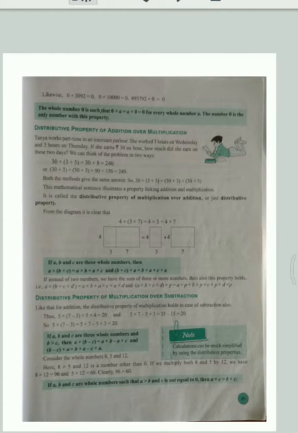Now, all of you, open your page number 49. What is that? Distributive property of addition over multiplication. Okay, students, let me explain through an example. You just read the example which is given in your book. It's very clear how the distributive property with addition will work together. We will get it clearly. So let's read that one.